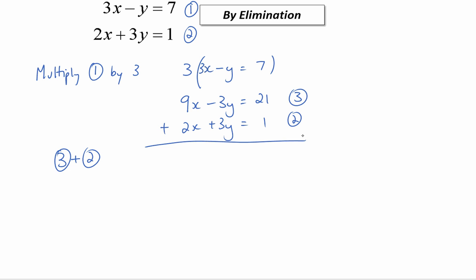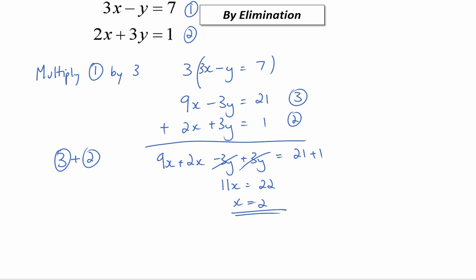It's like doing that and then adding them. So we add like terms. So 9x plus 2x. So I'm going to write it all out so you can see it. 9x plus 2x minus 3y plus 3y, and it's going to equal 21 plus 1. Right, now they cancel. Minus 3y plus 3y is no y's left. 9x plus 2x, that's 11x, and it's equal to 22. x is equal to 2. So we know what our answer is.